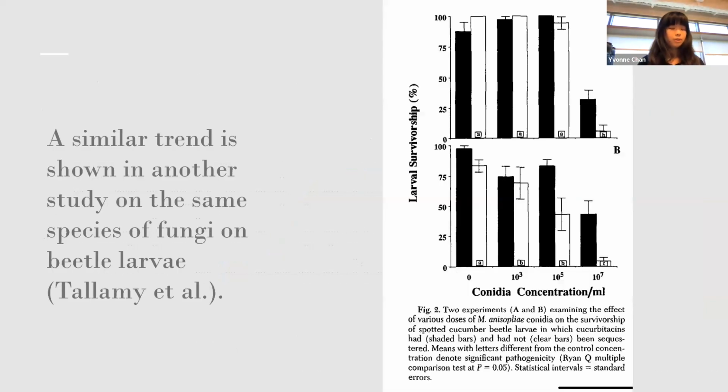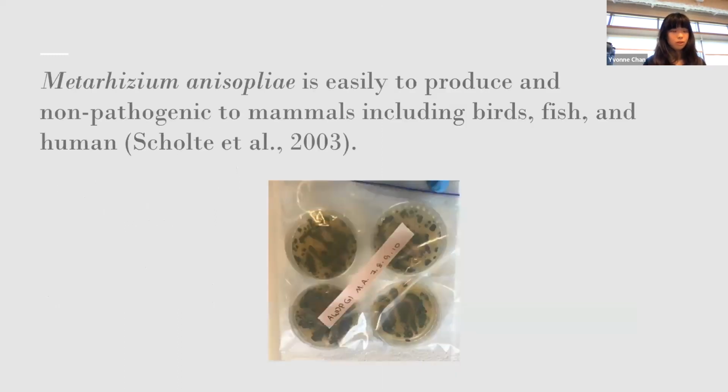Another study conducted with the same species of fungi on beetle larvae shows a similar trend of increasing mortality with an increase in the concentration of the fungal solution. In addition, the LC50 for this study is also somewhere between 1,000 conidia per milliliter and 10 to the 5th conidia per milliliter as shown on the graph. The fungi discovered in this experiment, Metarhizium anisopliae, is one of the optimal insect control agents because it is easy to produce and non-pathogenic to plants and mammals.